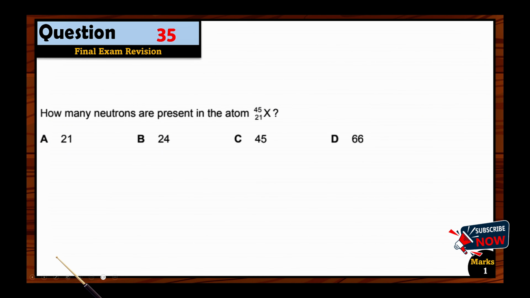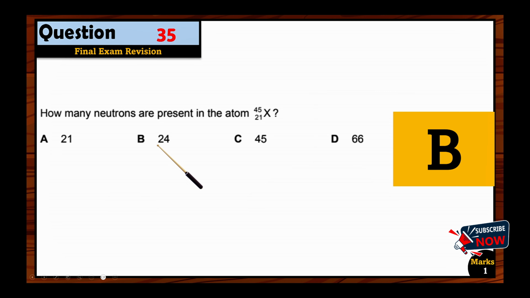Question number 35. How many neutrons are present in the atom? So the smallest number always indicates the atomic number. What is atomic number? It's actually the proton number. And the bigger number will always indicate the nucleon number. What is nucleon number? It's the protons plus neutrons. So protons, we already know, 21. If you minus 21 from 45, what will you be left with? 24. So 24 is the neutron number. It's simple.